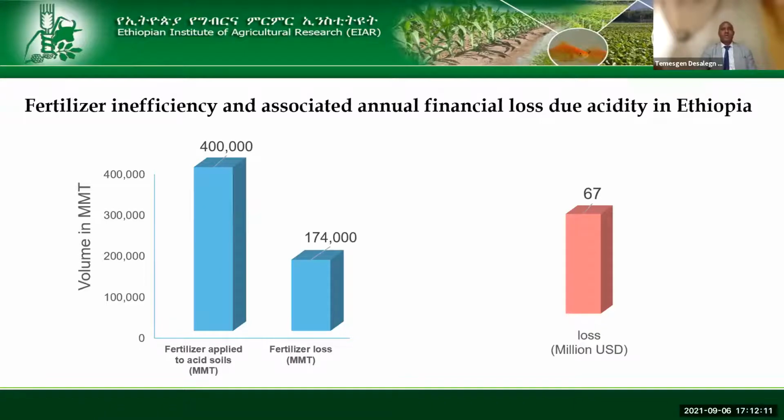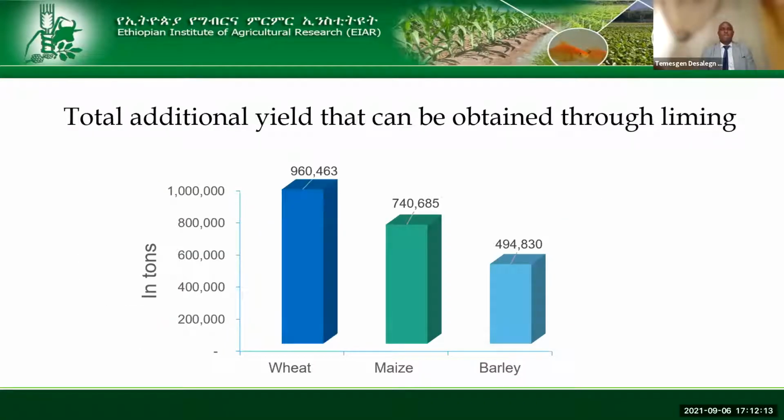When we estimate in USD, every year we lose like 67 million USD due to fertilizer inefficiency on acid soils. If we lime acid soils for 3 crops, wheat, maize, and barley, this graph shows the additional yield that can be obtained for wheat, for maize, and for barley, by applying lime on the acid soils we have in Ethiopia. By the way, we were very conservative while calculating this.